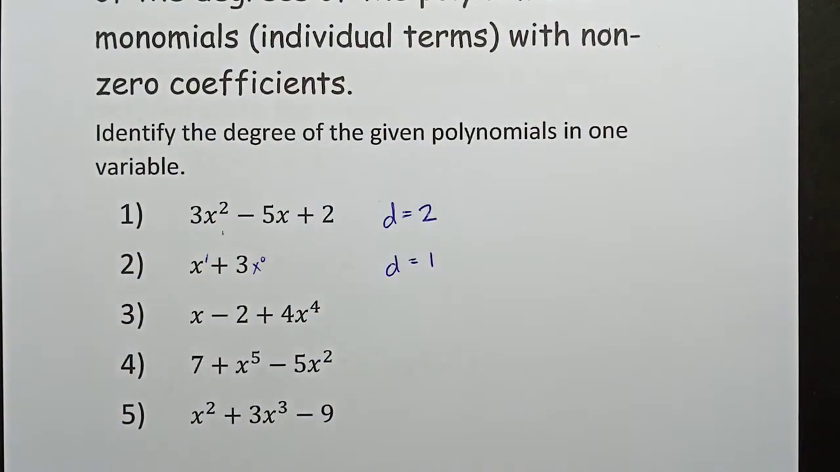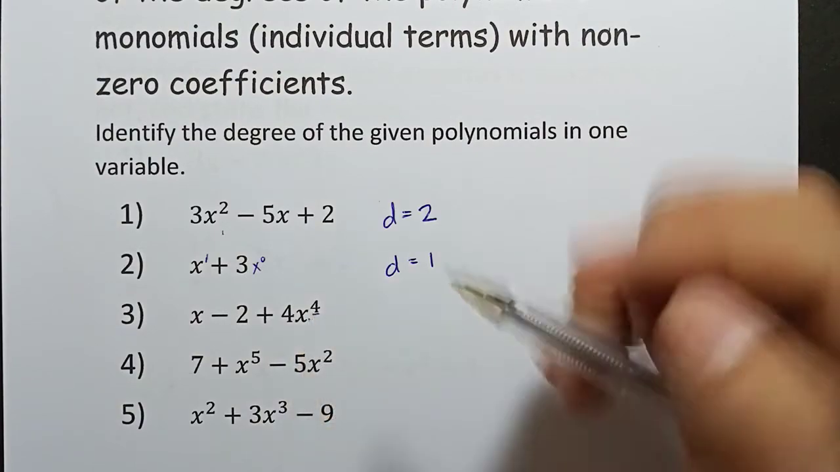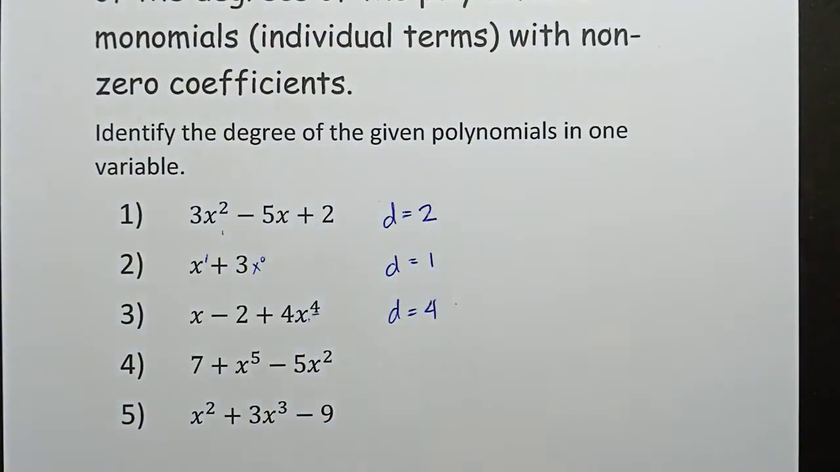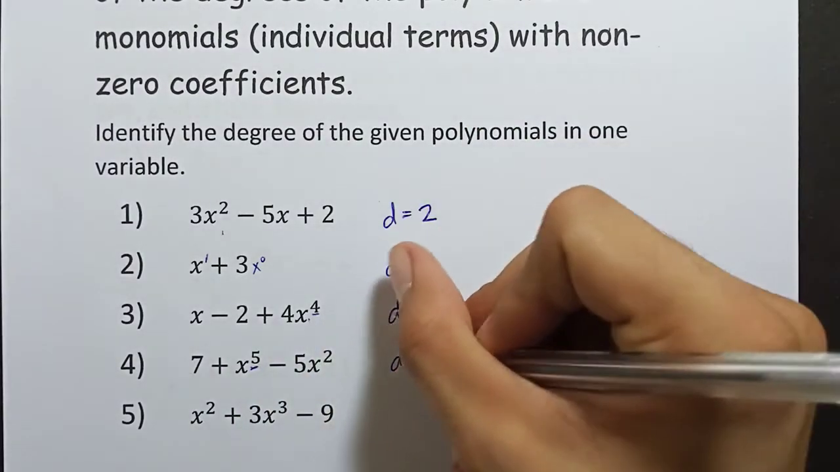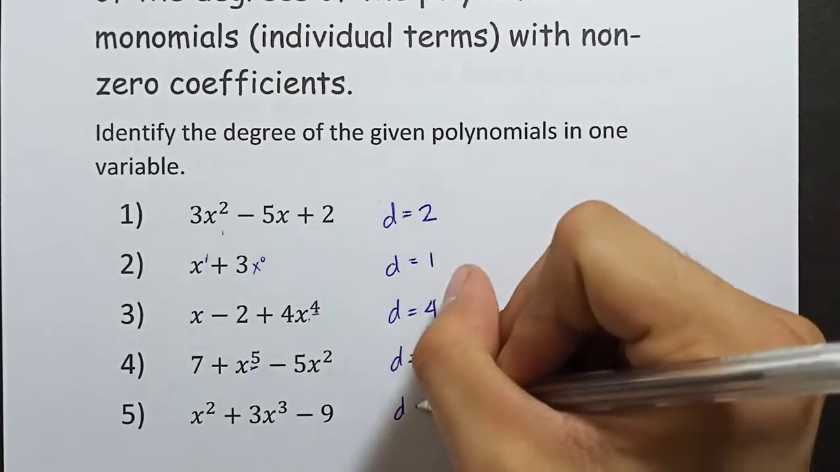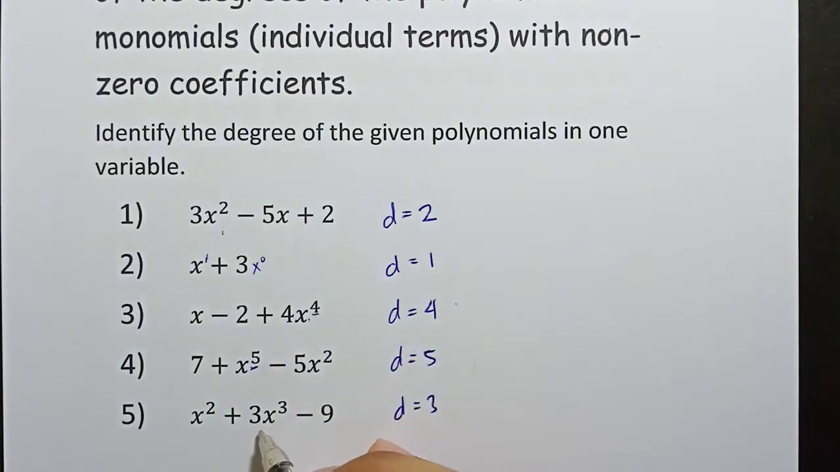Next, x minus 2 plus 4x raised to 4. Obvious na obvious. Ito, degree ay 4. Tandaan nyo, pinakamataas na exponent sa polynomial. 7 plus x raised to 5 minus 5x squared. O di syempre, ito, si 5. D equals 5. Then dito, x squared plus 3x cubed minus 9. D equals 3. Si 3x cubed.